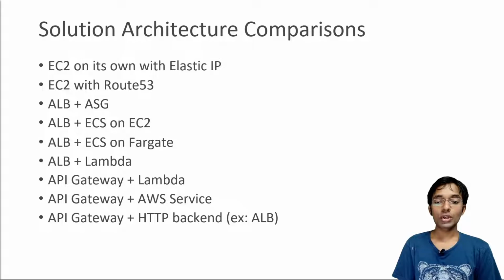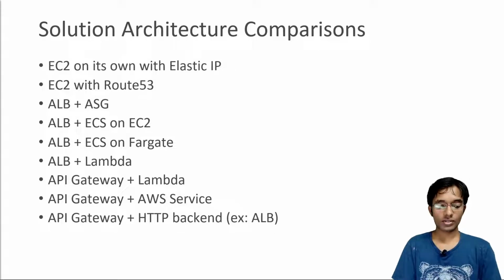So we are going to compare EC2 with its own Elastic IP, EC2 with Route 53, ALB plus ASG, ALB plus ECS on EC2, ALB plus ECS on Fargate, ALB plus Lambda, API Gateway plus Lambda, API Gateway with AWS services, and then finally API Gateway with an HTTP backend, for example, an ALB. Let's get started with that.